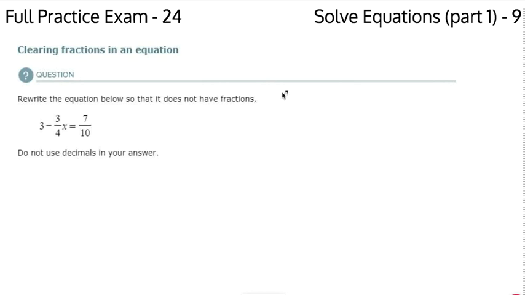Rewrite the equation so it does not have fractions. So this is a clearing the fraction type problem. Because I'm not actually solving, I'm not going to worry about the simplify part yet. Okay. All I need to do is eliminate these fractions. Imagine this has a 1, just so we can see them all.